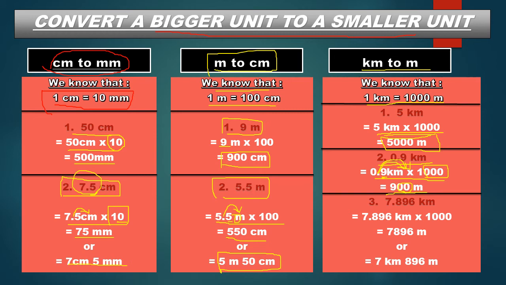In third example, we have 7.896 kilometer. Again, multiply it by 1000. When we multiply it by 1000, we move the decimal point forward by 3 digits. So the answer we will get is 7896 meter, or we can write 7 kilometer 896 meter.